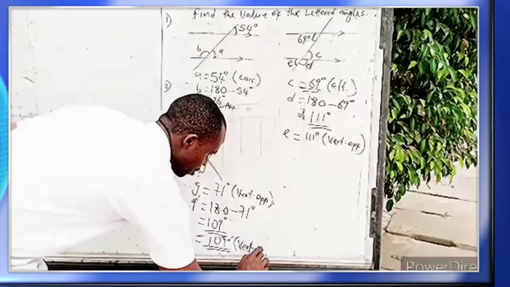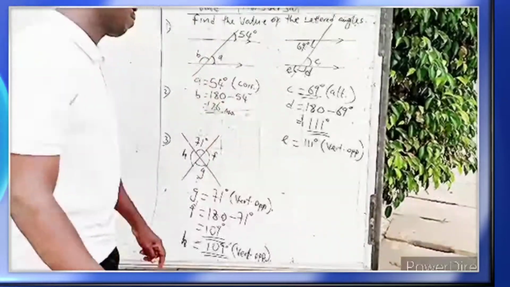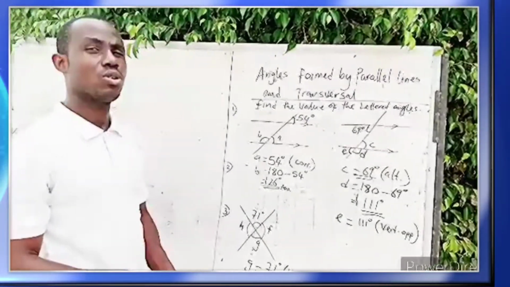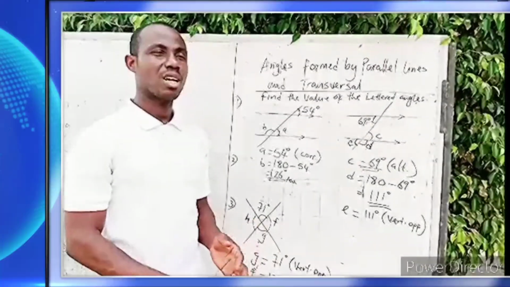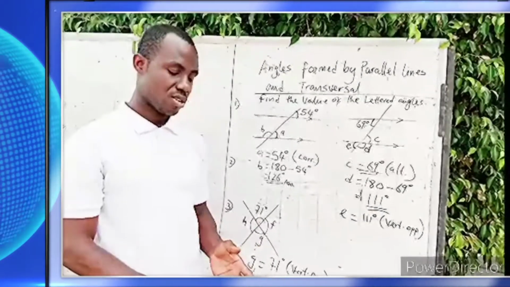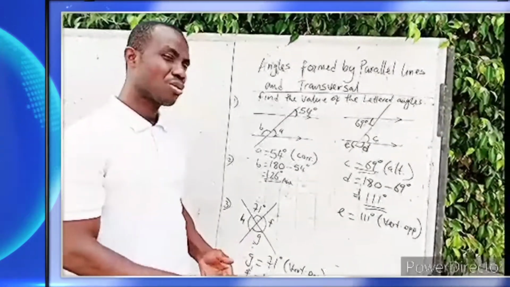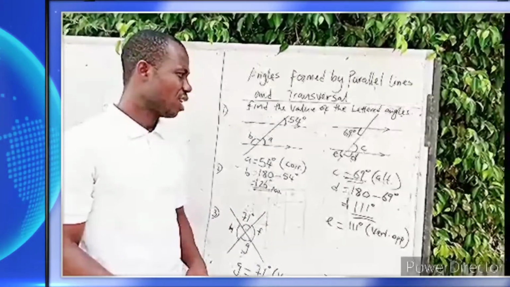Is that clear? So it is simple. You just need to know what a vertically opposite angle means, corresponding angle, alternate angle, co-interior angle, angles on a straight line, and it's very easy.